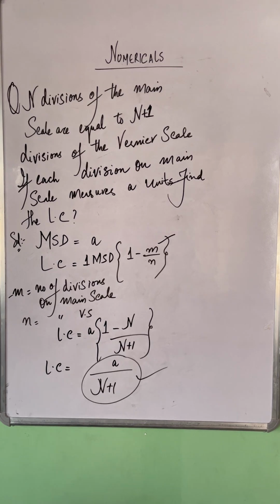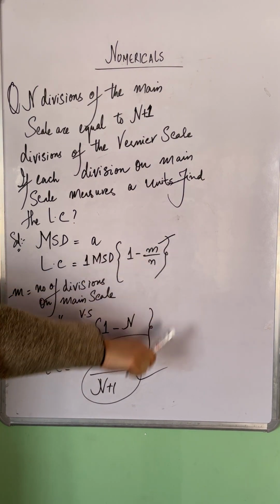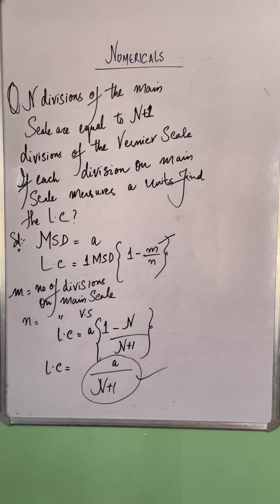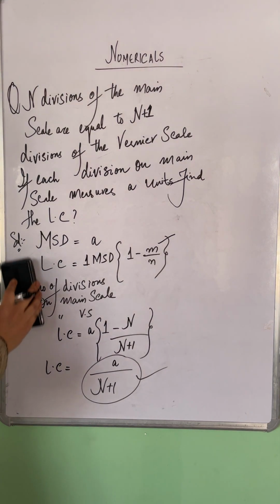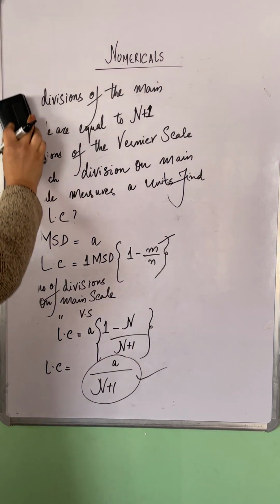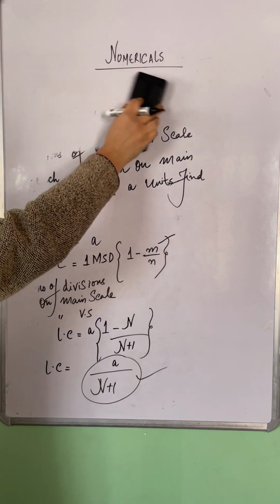Right? So this was the question. N divisions of the main scale equal to N plus 1 divisions of the vernier scale. If each division on main scale measures A units, find the least count. And we found the least count by using the formula 1 MSD multiplied by 1 minus M by N, where M is number of divisions of the main scale and N is number of divisions of the vernier scale. Right? Moving on. Let's try to solve another question.